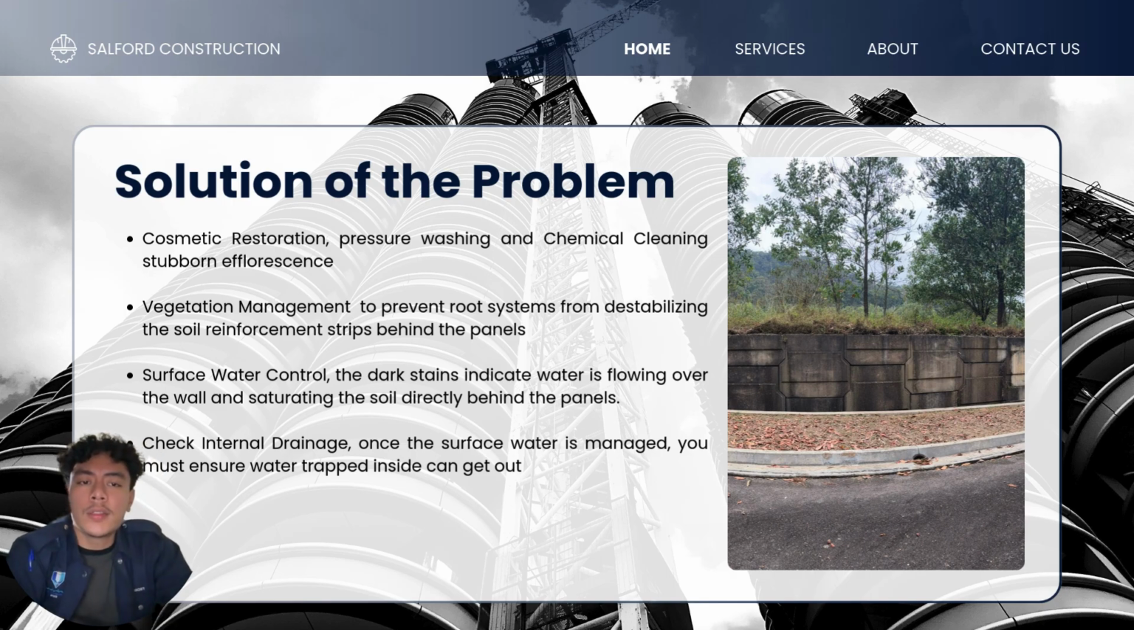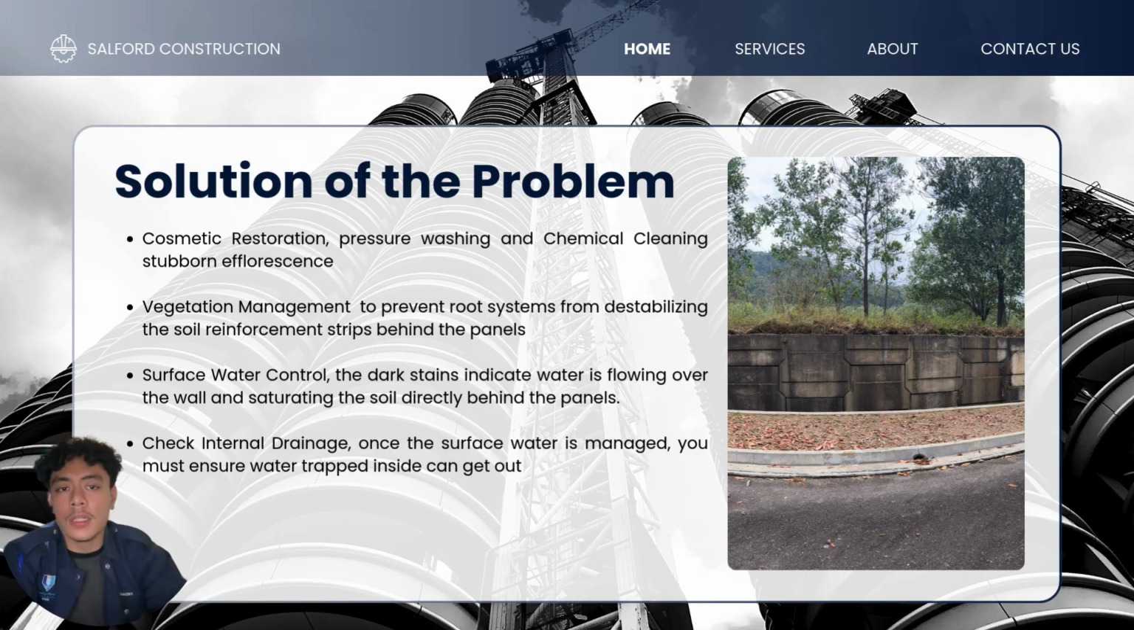So first, let's look at our solutions to prevent this kind of problem. We can use cosmetic restoration to restore the looks of our wall. We can use pressure washing or chemical cleaning for our stubborn efflorescence, because efflorescence is not going to work by washing it harder. We may also use chemical cleaning in order for it to rub away.